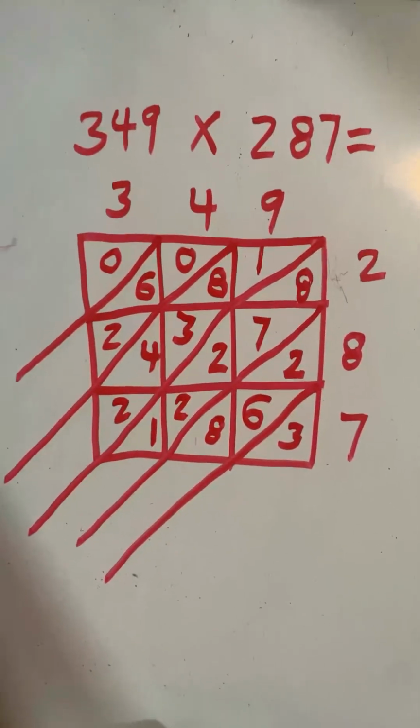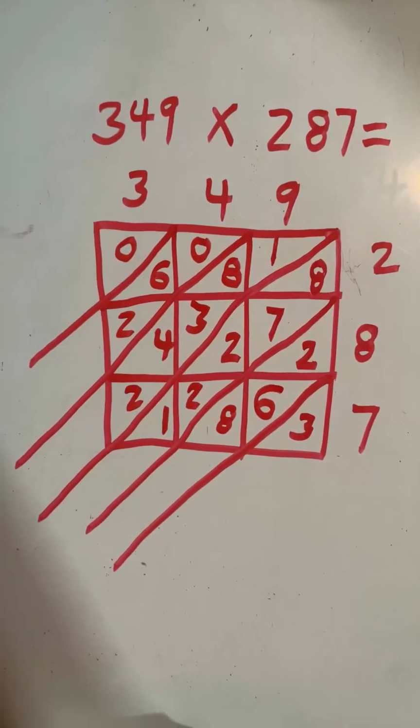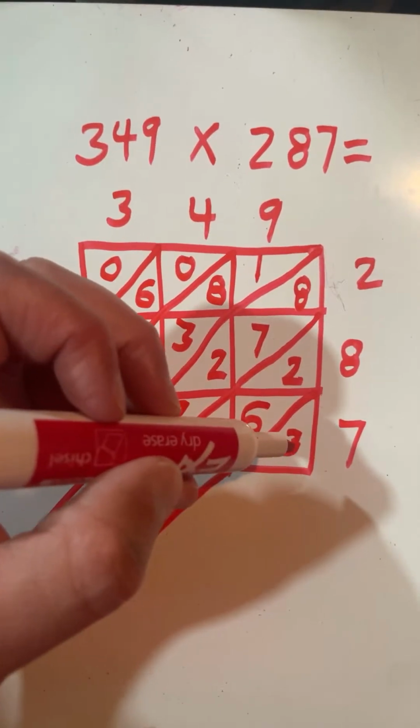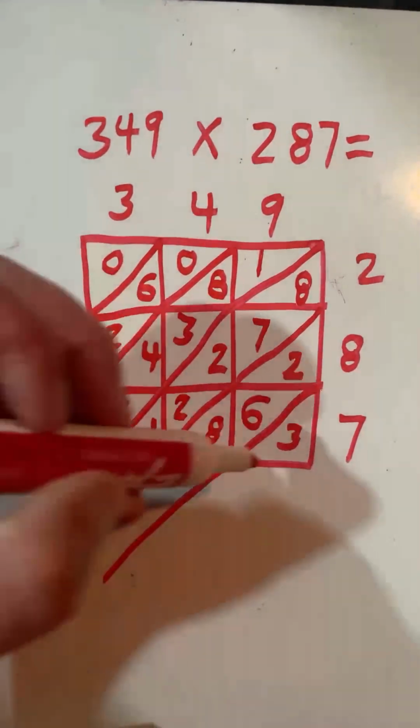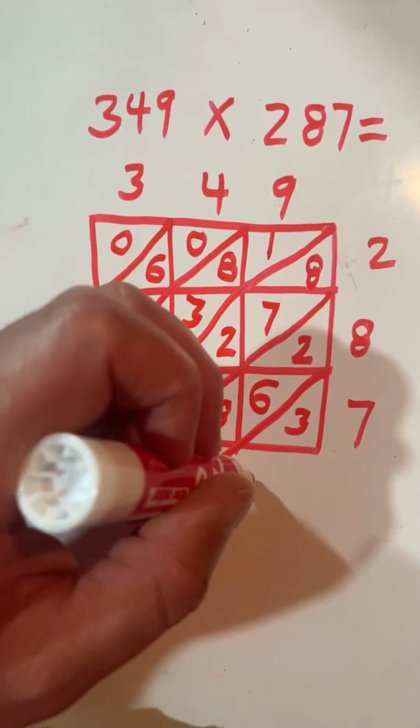All right, so now the final step is we have to add the numbers going across the diagonal lines. On this side of the diagonal line, again, we're adding the numbers inside the squares. On this side of the diagonal line, the only number is 3, so we have a 3 in the ones place.